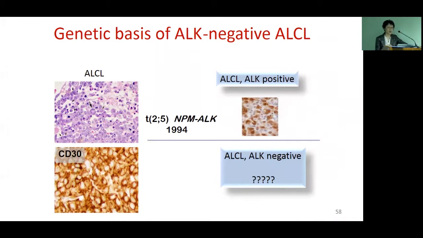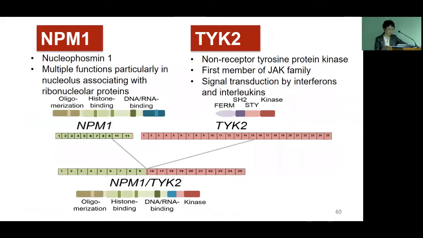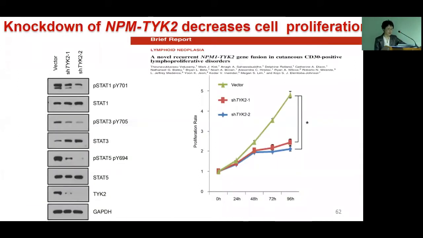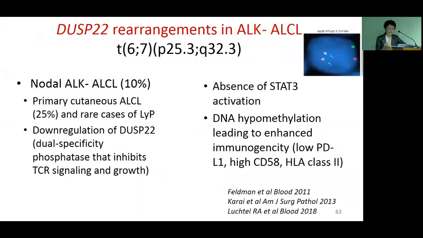So the genetic basis of ALK-negative ALCL has largely been unknown until recently, and I'm going to skip over these. We identified the NPM-TYK2 rearrangement in a subset of ALK-negative ALCLs. Andy Feldman's laboratory also demonstrated that rearrangements involving a gene called DUSP22 are found in about 10% of ALK-negative ALCLs that occur in lymph nodes. They also occur in cutaneous anaplastic large cell lymphoma that are ALK-negative. And it's thought that downregulation of this dual specificity phosphatase inhibits T-cell receptor signaling and enhances growth.